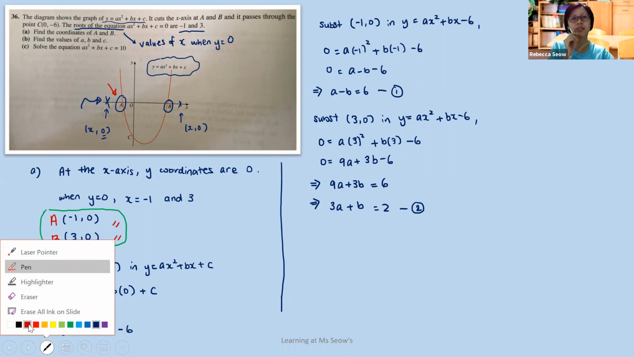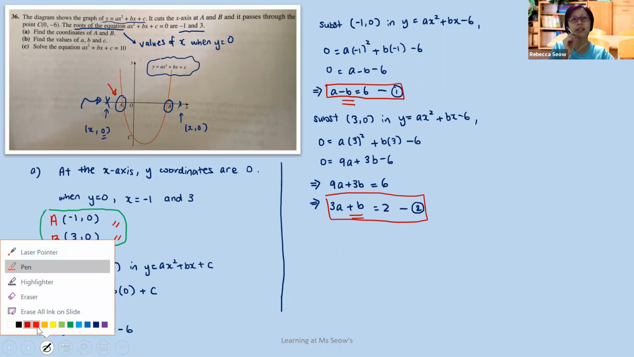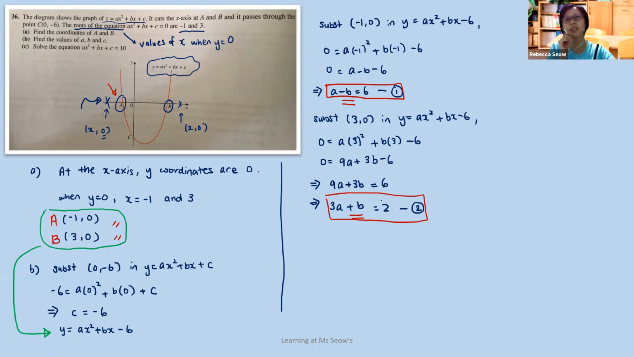Let's see what we're going to do with them in order to find unknowns a and b. So let's see. This is equation 1. This is equation 2. You notice that the term for b is plus b and minus b. What we could do is we could add first equation to the second equation.